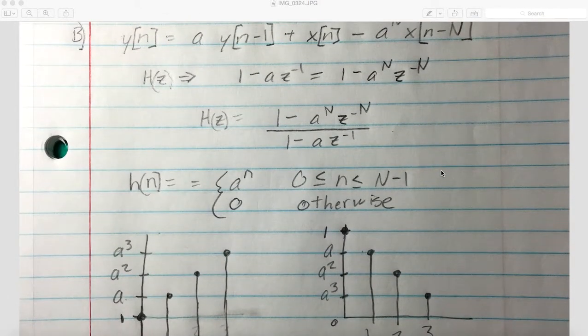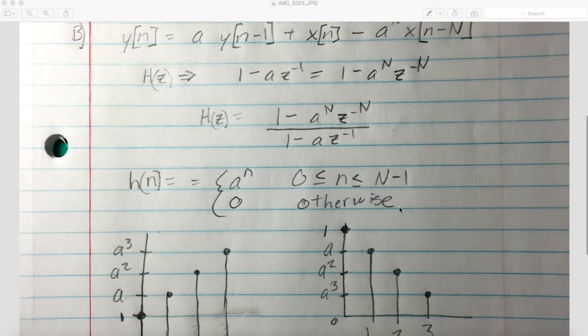Looking at table 3.1 in chapter 3, this Z transform pairs with this h of n sequence, where h of n is equal to a to the nth for n between 0 and capital N minus 1, and it's 0 otherwise.